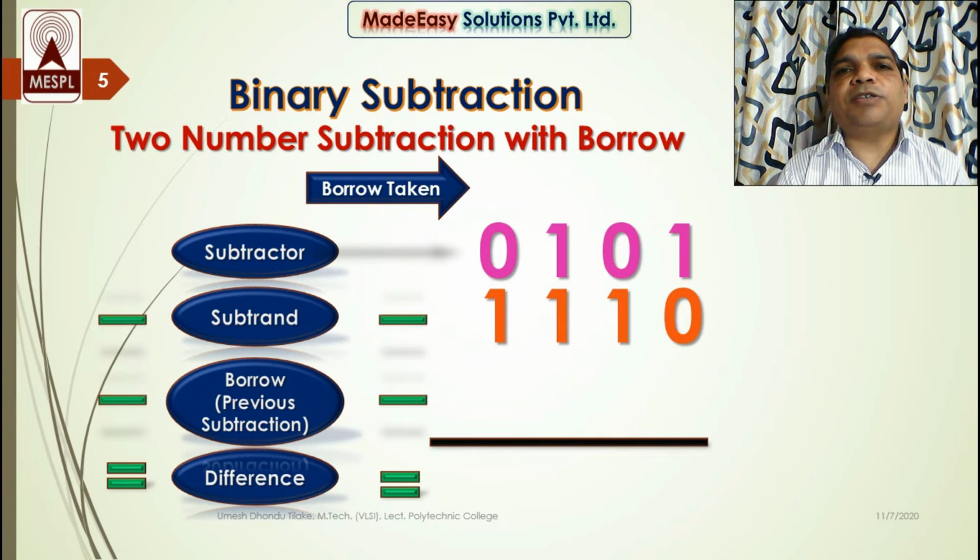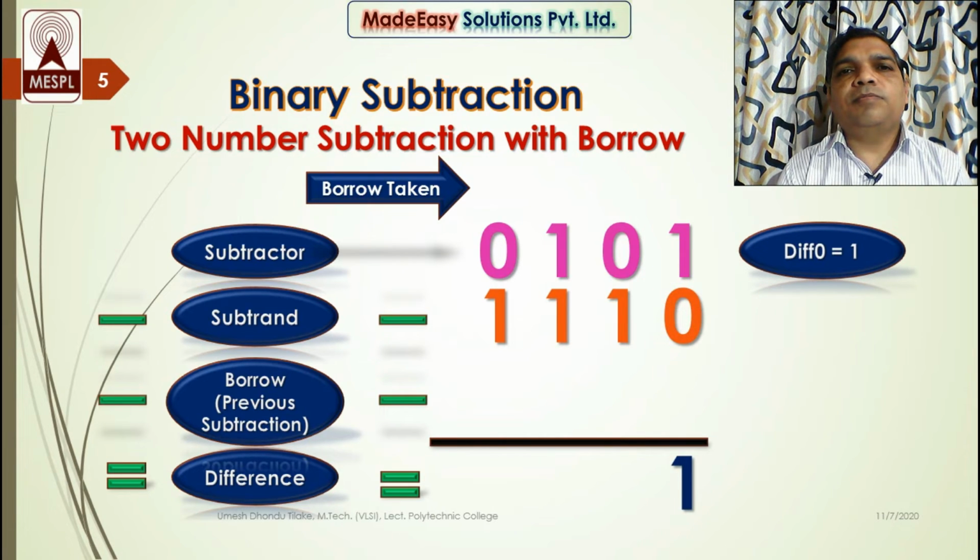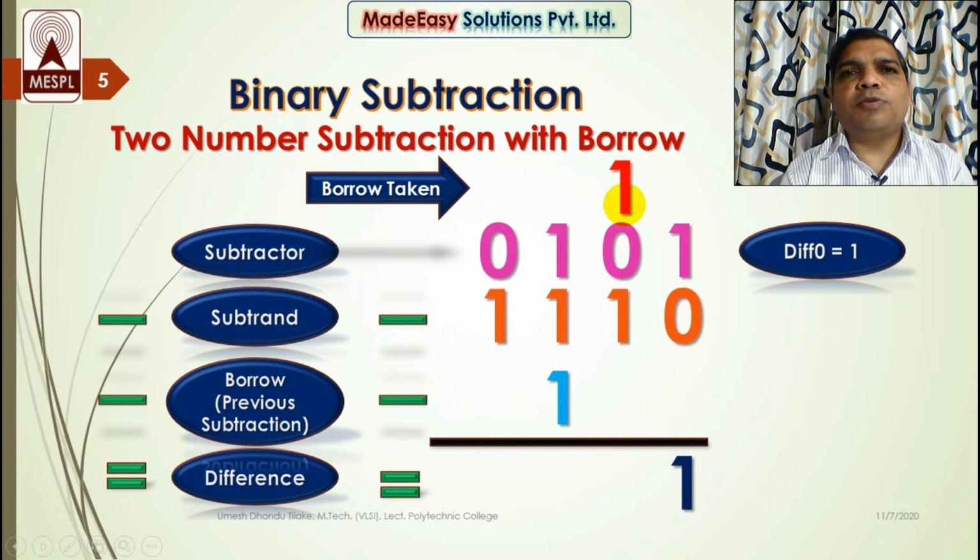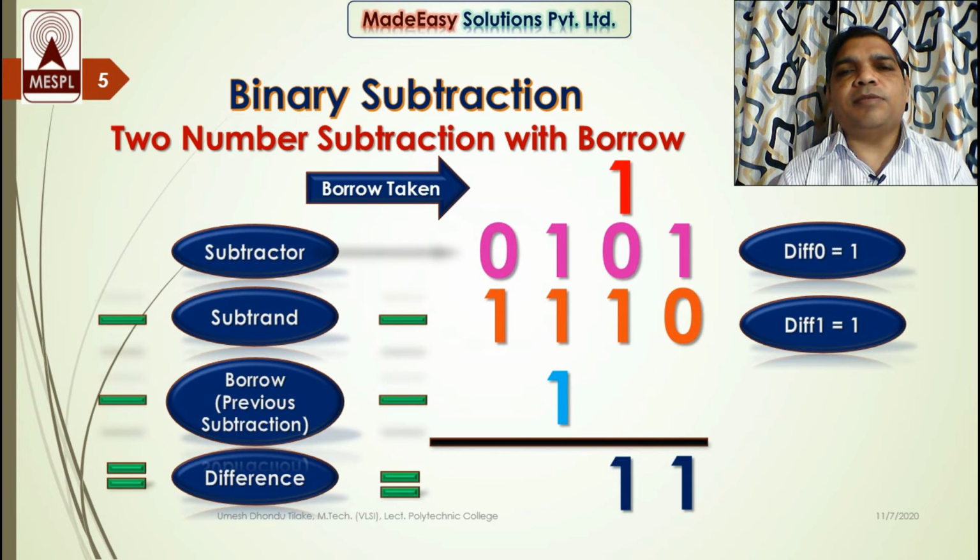Now perform subtraction bit by bit starting from the LSBs. So subtract 0 from 1, I will get the difference 1, and I will put the difference over here. Now perform the next bit subtraction, that is subtract 1 from 0. Now can I subtract 1 from 0? No, because 1 is larger than 0. So take a borrow from the next significant bit and subtract it from the next significant bit. So I will put the borrow over here and then transfer it to the previous significant bit. Now the value of this borrow is 10. So subtract 1 from 10, I will get the difference 1, and I will put the difference over here.